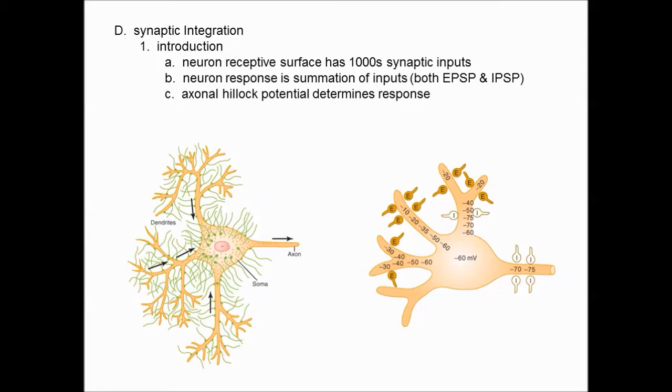So we talk about integration at neurons. This is largely what is being done. There's all kinds of information coming into this particular cell, and it summates that and decides whether to respond enough.